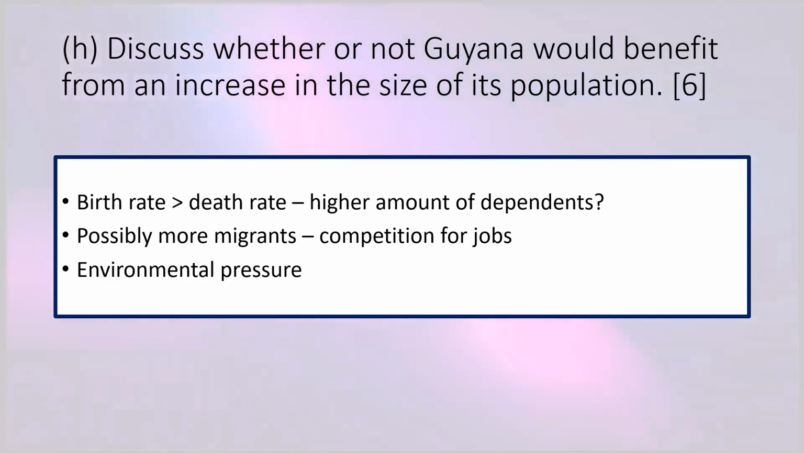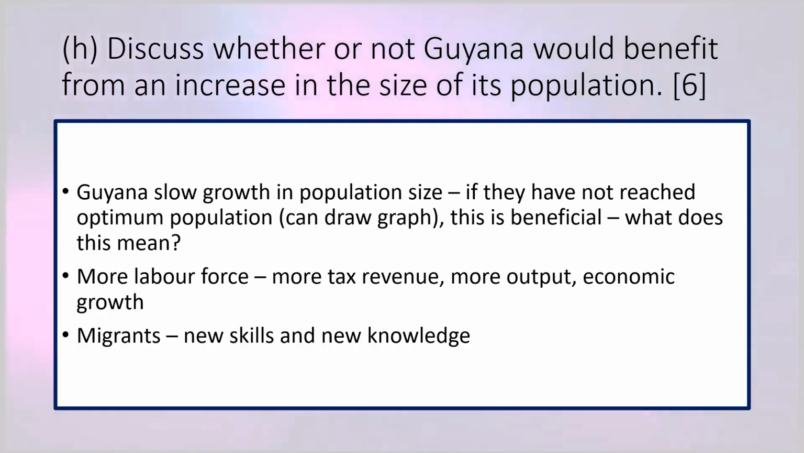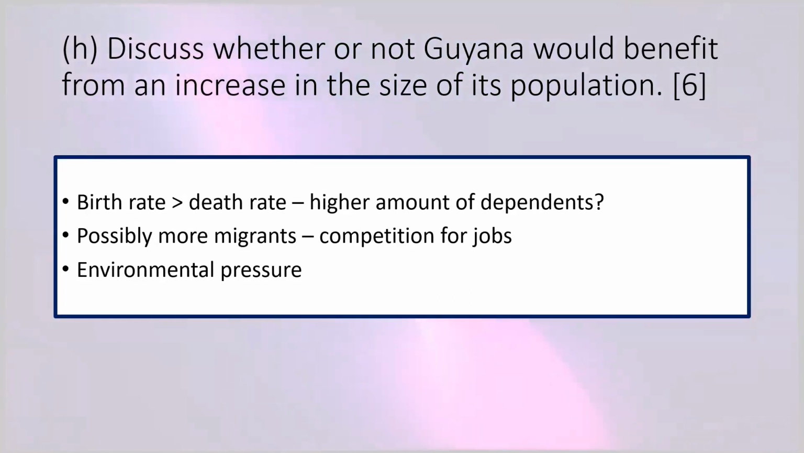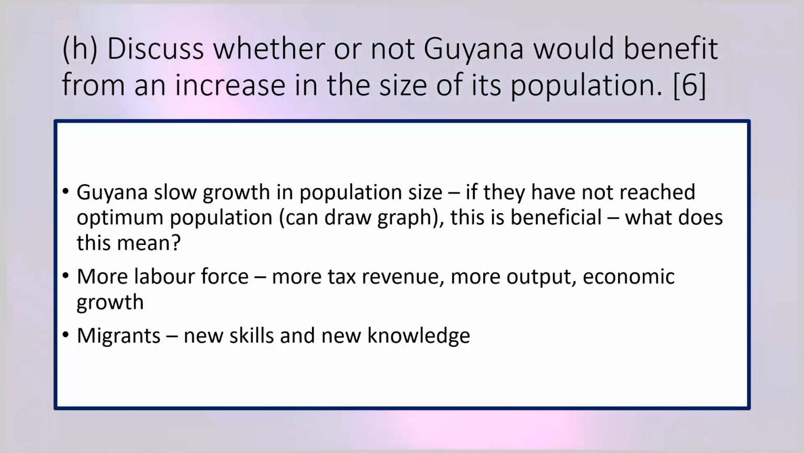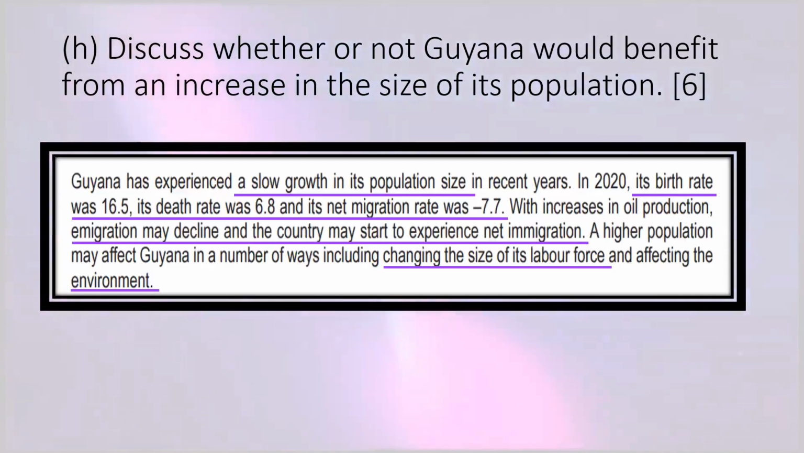Now, if there's more migrants, see, just now we did it in a positive way. We said migrants, they can bring new skills and new knowledge. Now here it's in a negative way. Migrants, you have to compete for jobs because these guys may be just as good as you are. You understand? Okay. Then environmental pressure, that's obviously listed there. You must talk about it.